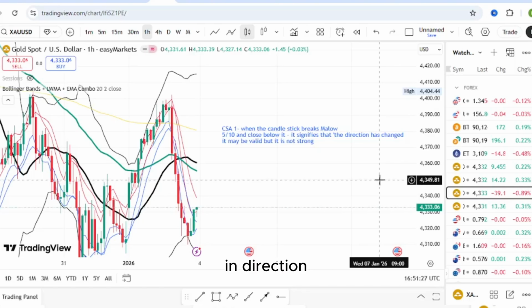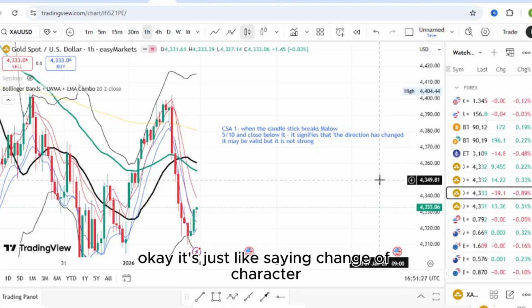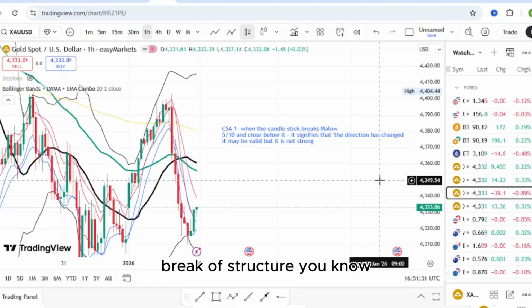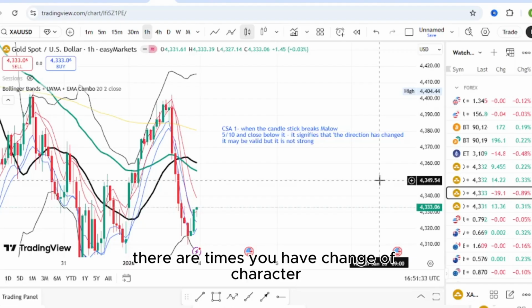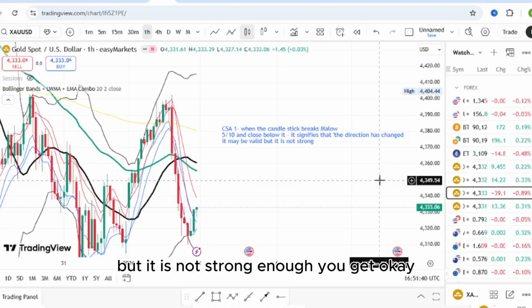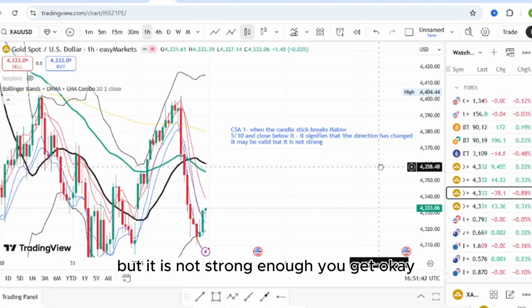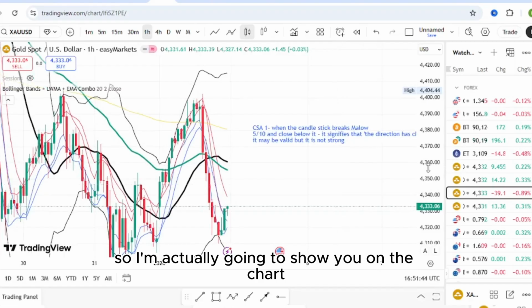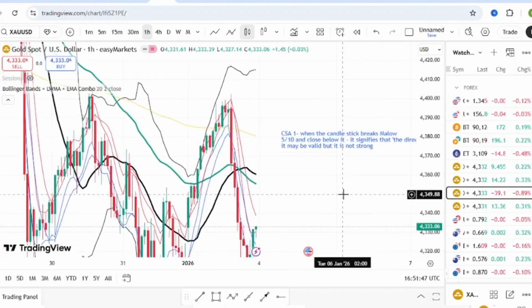Okay, it's just like saying change of character, break of structure. There are times you have a change of character, but it's not valid, and sometimes it is valid. Sometimes it might be valid, but it is not strong enough. You get? Okay, so I'm actually going to show you on the chart an example of this CSA1.